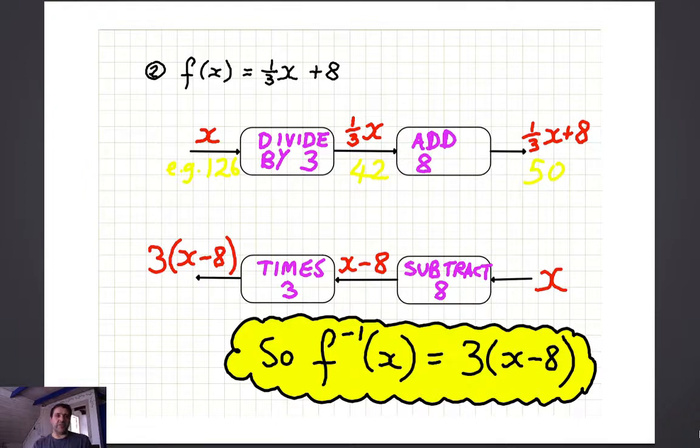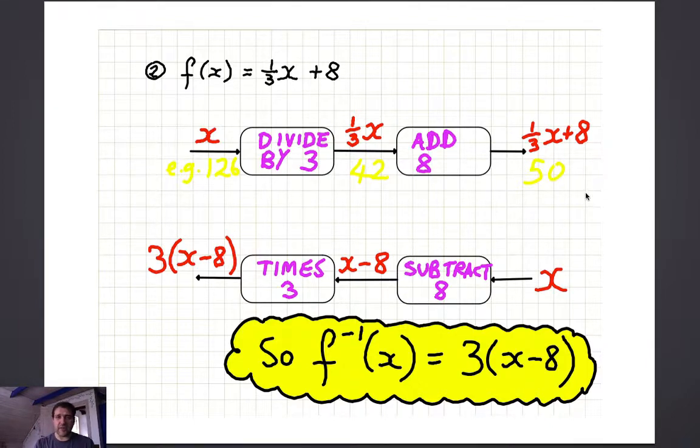So here's question 2. So f of x equals a third x plus 8. So if we started off with x going in, and then I've tried to do it with a specific number just so that I can check it works and check the inverse works when I do it. So if I start with x in, then I'm dividing it by 3 to get a third of x, and then I'm adding 8 to get a third of x plus 8.